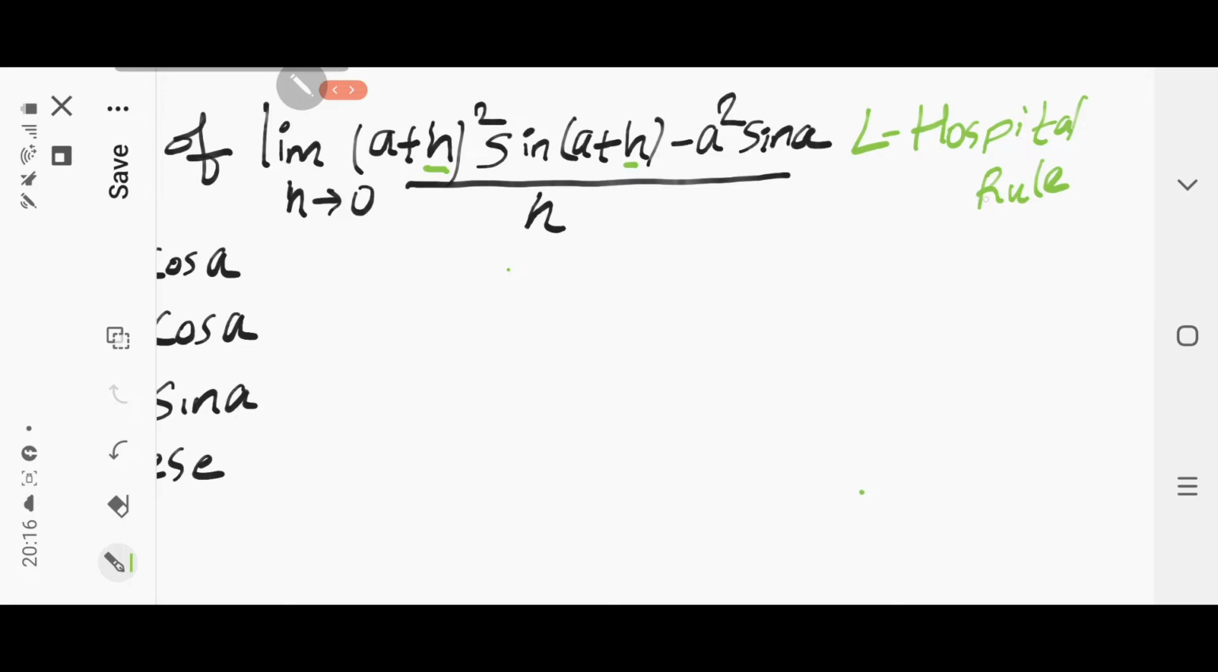When we use this rule, L'Hospital rule, if we substitute the value here, the limit is h tending to 0, you put the value, and if we get an indeterminate form, go to this rule. When I put the value of h as 0, you get which form? In this question, it is 0 by 0 form. Therefore, you go to the L'Hospital rule.